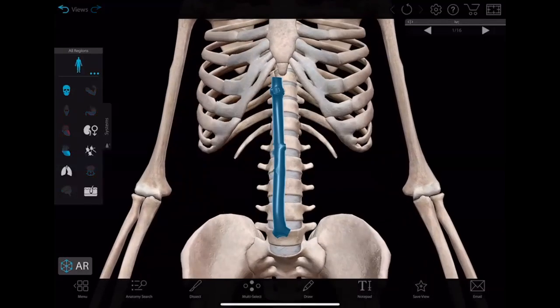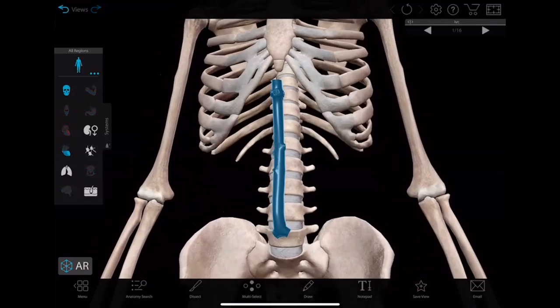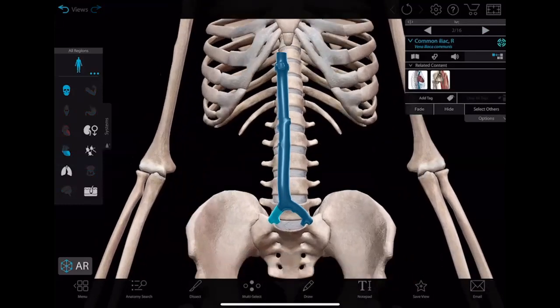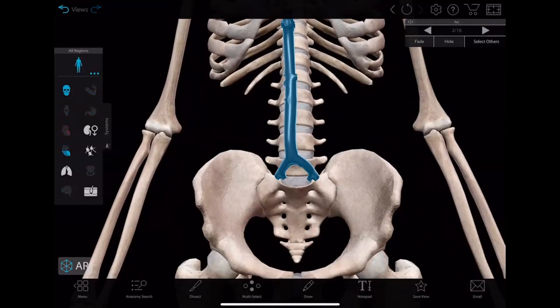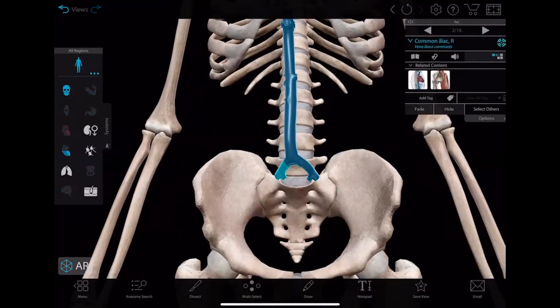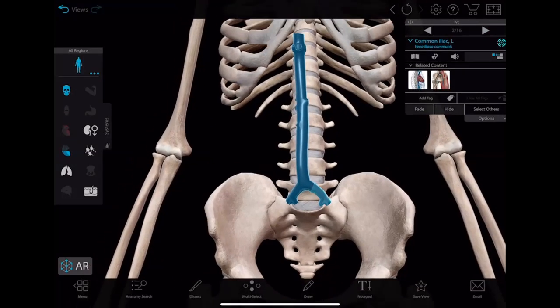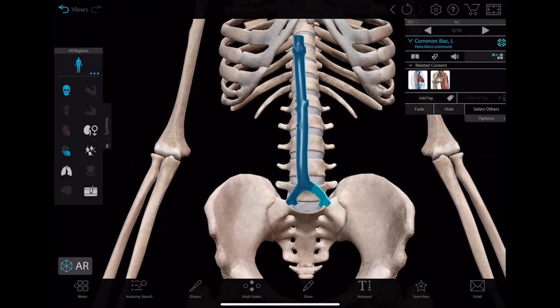And you see, this is the inferior vena cava. This inferior vena cava is formed by the right and left common iliac veins. This is the right common iliac vein, and the selected structure is the left common iliac vein. These two common iliac veins become the inferior vena cava and ascend into the right atrium.